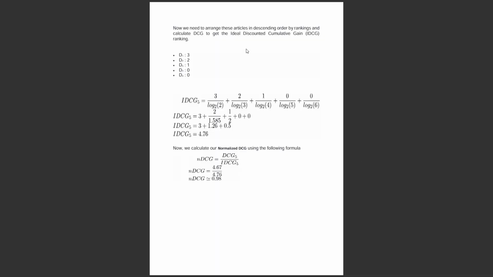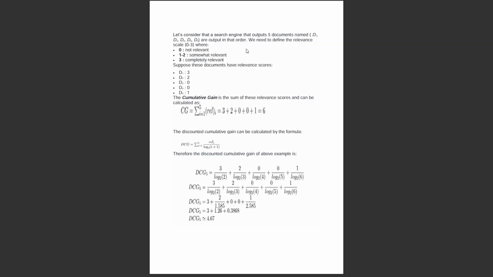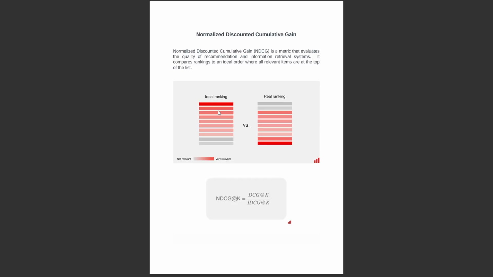Now we need to arrange these articles in descending order. According to the idealized discounted cumulative gain, as you have already seen before, I need to place all the relevant documents at the top in decreasing order, and the non-relevant documents should be put at the last. So when you implement IDCG, that is ideal discounted cumulative gain, I am going to rank those scores in decreasing order, that is 3 2 1 0 0.